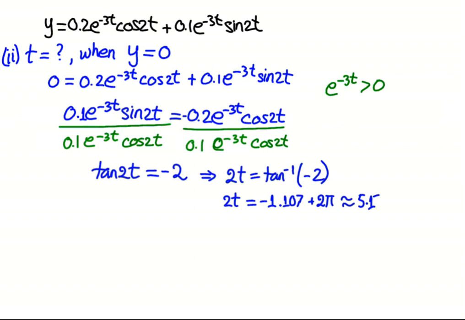Sorry, it's not 2 pi, it's just pi, because the period of tangent is pi. We have negative 1 point something here, and so just add a pi to it. Sorry, it's not 2 pi. So the period of tangent is just pi. So we have 2.0344 something. Divide that by 2, we have t equal to 1.017. That's good enough.